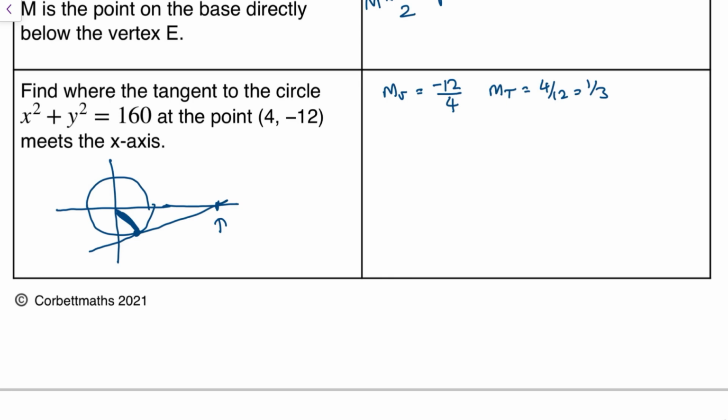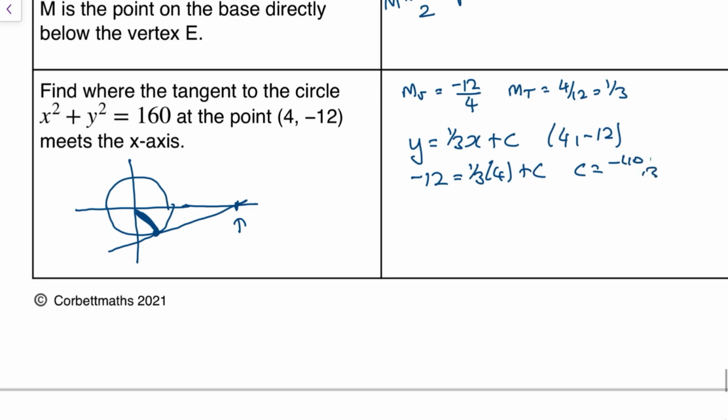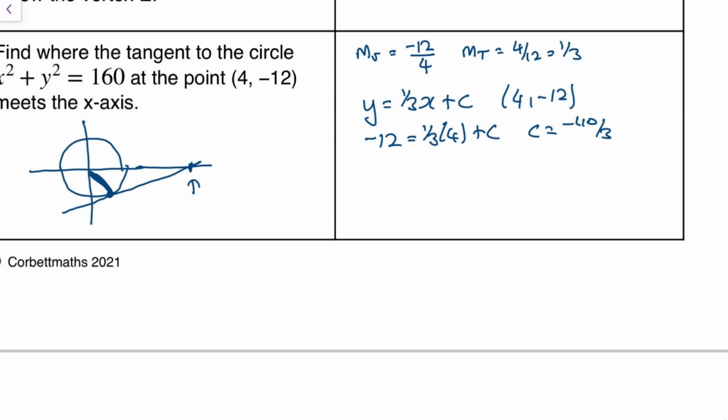my tangent is going to be y equals a third x plus c, where I know the point 4, minus 12. So in other words, y, which is minus 12, is equal to a third x, which is 4, plus c, which means that c equals minus 12 minus 4 over 3. So minus 12 minus 4 over 3 on my calculator, which is going to be minus 40 over 3. Not a great number, but I'm happy with that. So minus 40 over 3. And just to do it for completeness, I'm going to write that down. So therefore y equals a third x minus 40 over 3.